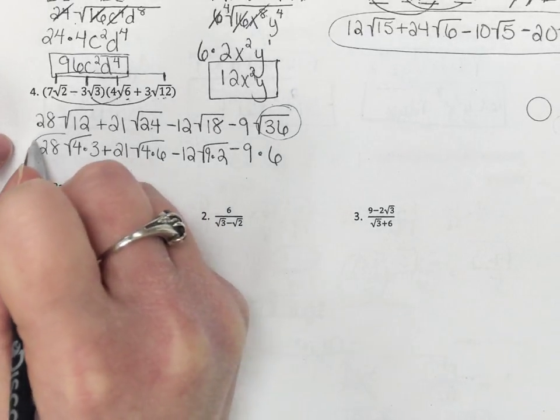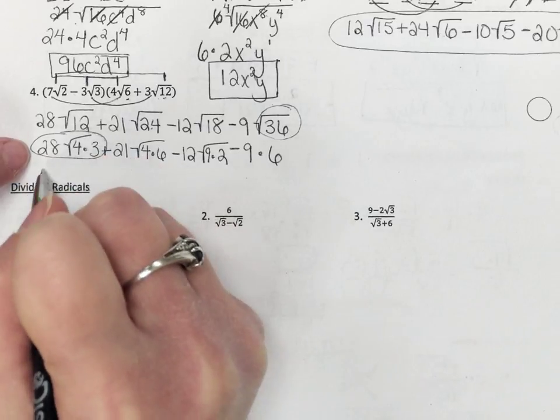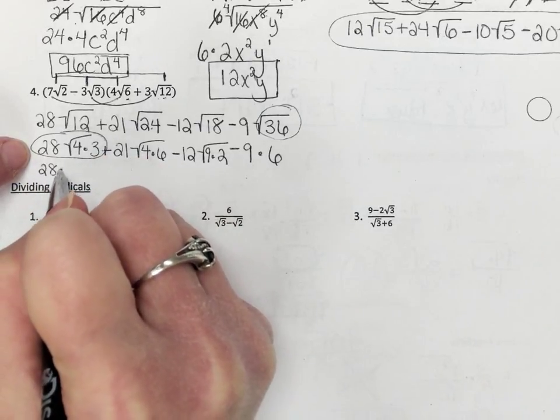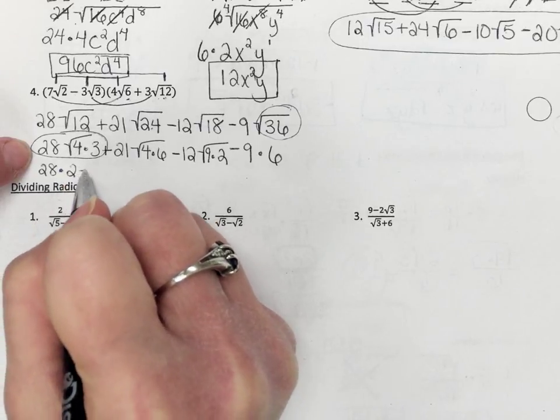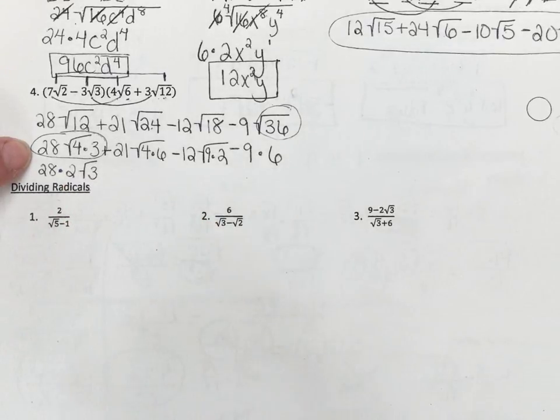Alright, so this first one. This becomes 28 times what number? Yeah. Where'd you get 2 from? 4. Very good. Square root of 4 is 2. And then square root of 3. Very good.